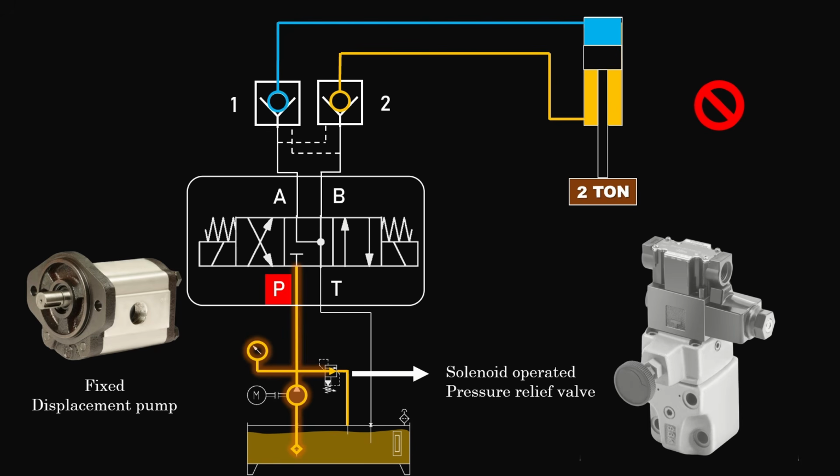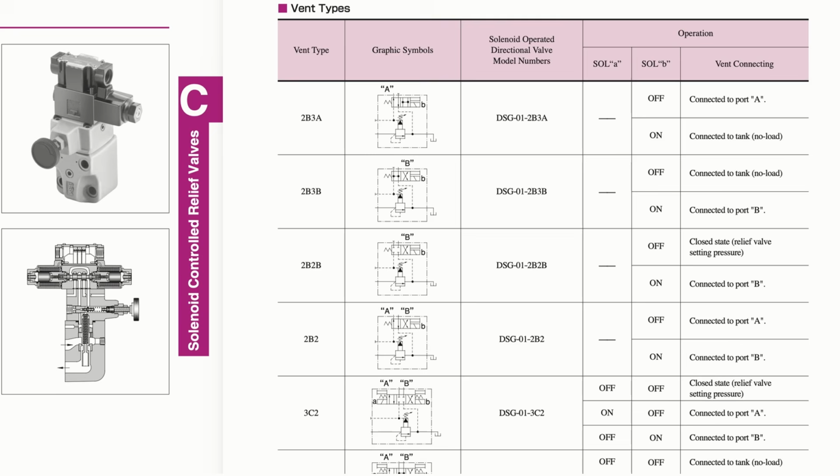pump. This type of relief valve can perform multiple functions depending on how it's configured. First, it works like a normal relief valve. It limits the system pressure to a set value. Second, it can also be used to unload the system completely by directing the pump flow directly back to the tank, reducing the system pressure to nearly zero.